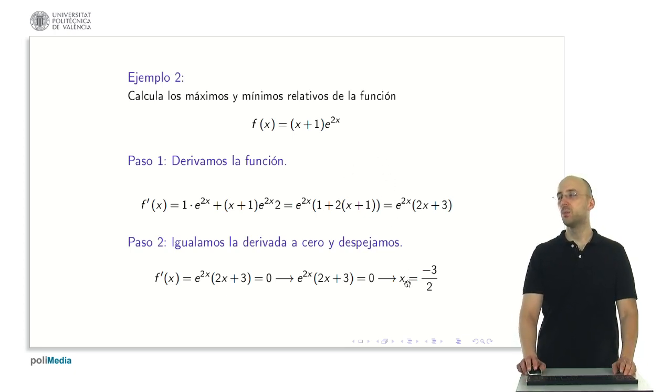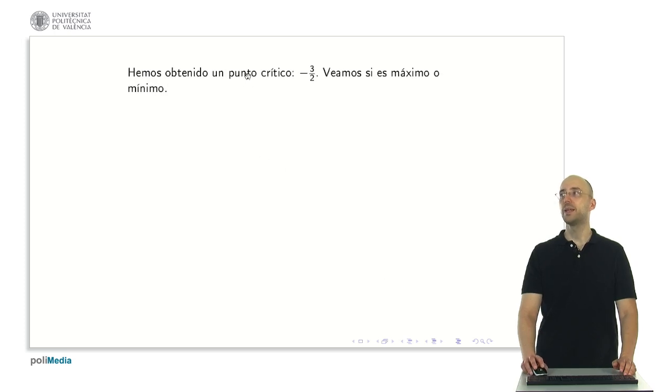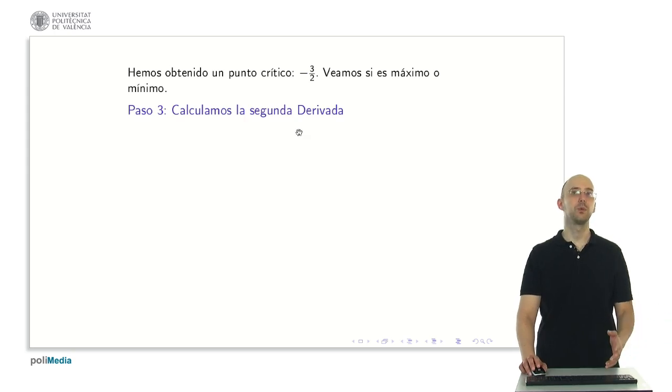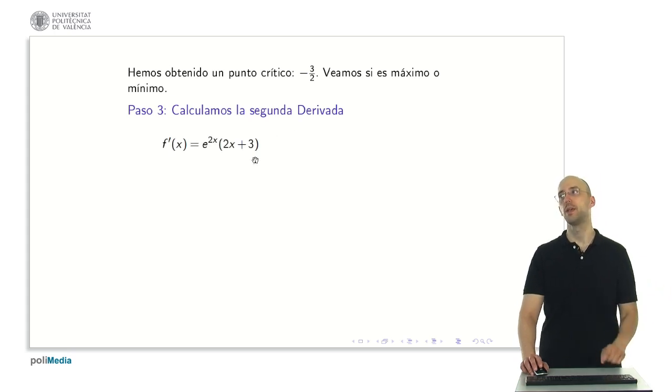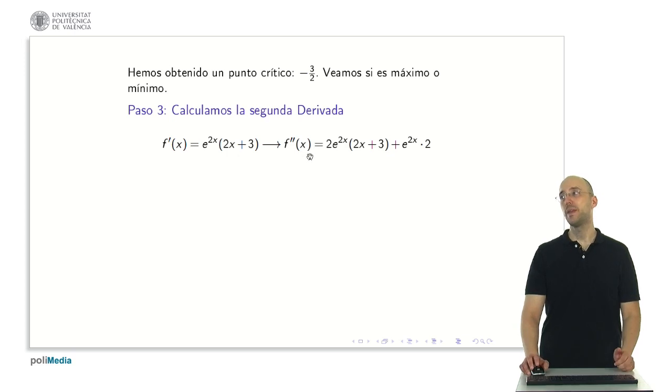What's the next step? We must calculate the second derivative to determine whether this point represents a relative maximum or a relative minimum, or to put it more precisely, to find out whether the function reaches a relative maximum or relative minimum at this point. The first derivative is as follows. And now we proceed to calculate the second derivative using the product rule. The derivative of the first term is 2 times e raised to 2x, multiplied by the second term without differentiation, plus the first term without differentiation multiplied by the derivative of the second term.